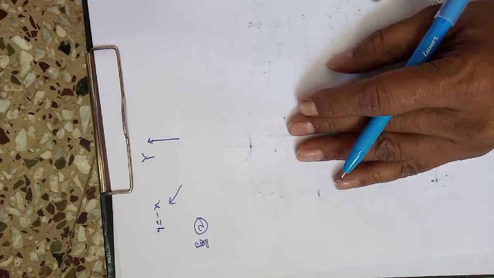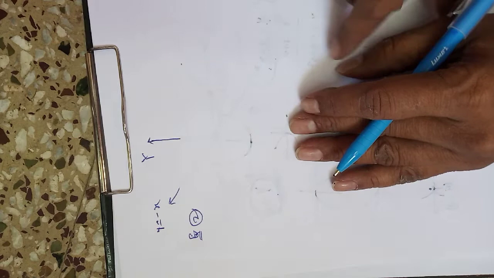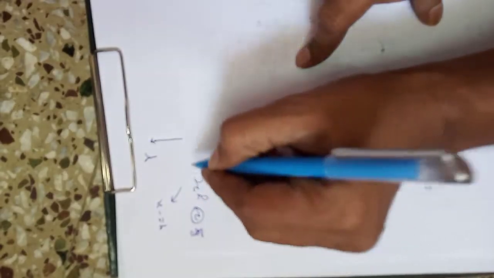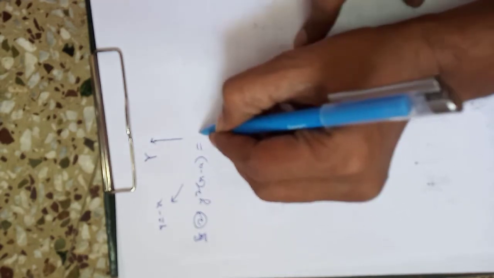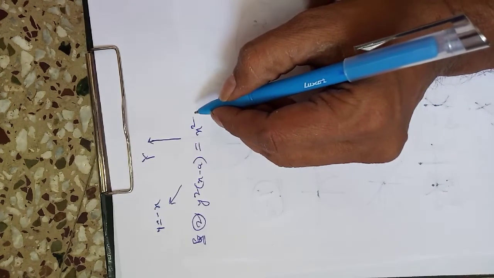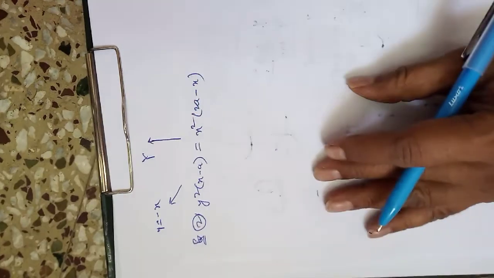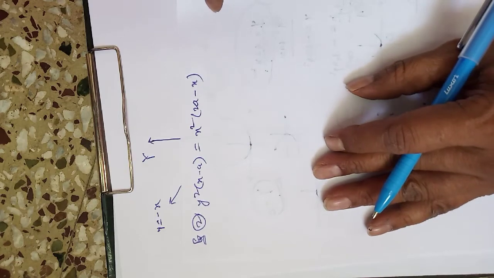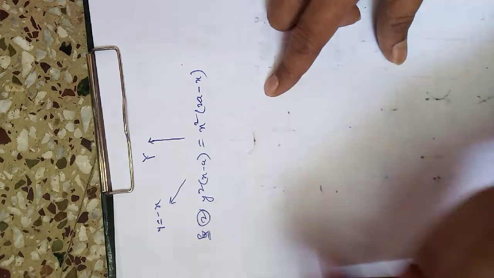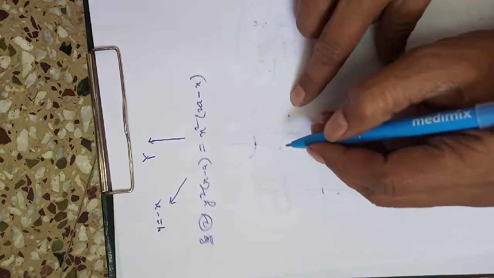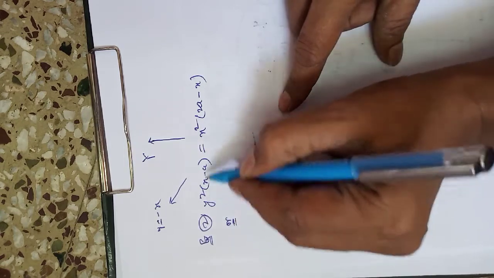Second example. y square into x minus a equals x square into 2a minus x, right? Okay, we'll simplify it first to get the tangent at origin and asymptotes. It will be better to simplify. So what's the simplification?